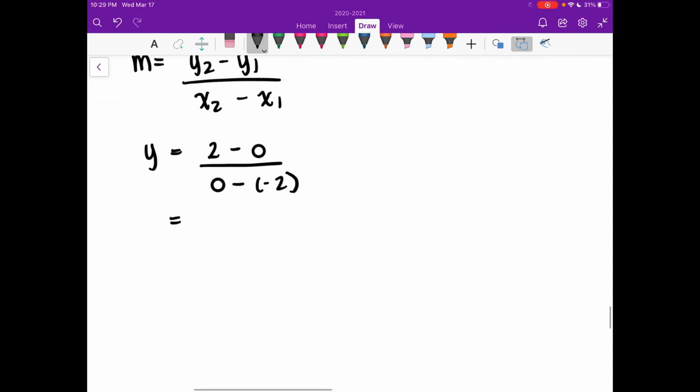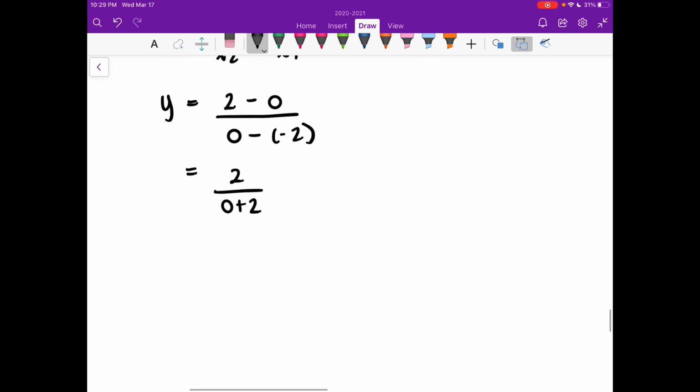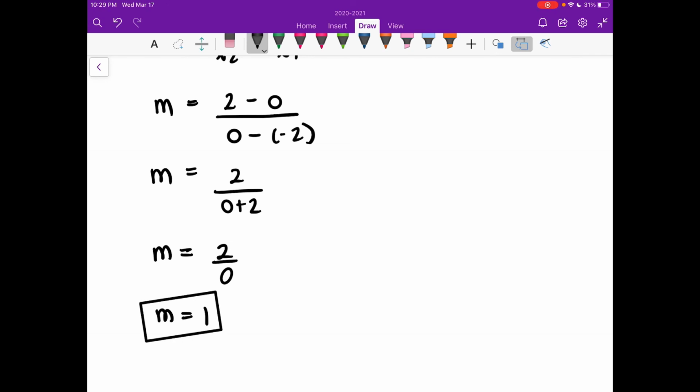2 minus 0 is going to be 2. The 0 minus negative 2 becomes 0 plus 2, because the negative and the negative. This is not y, this is m. So m equals 2 over 2, which is also just 1. So I know my slope is 1.